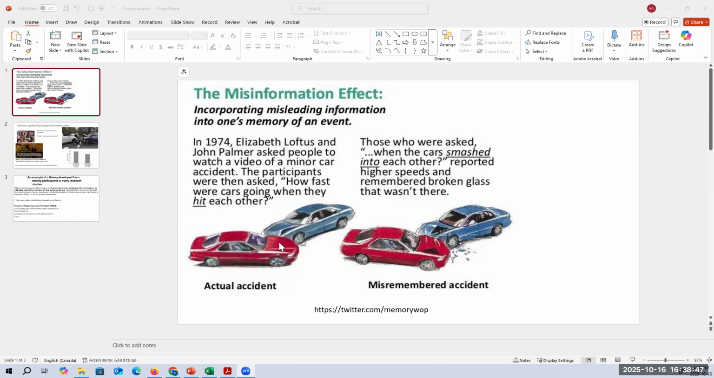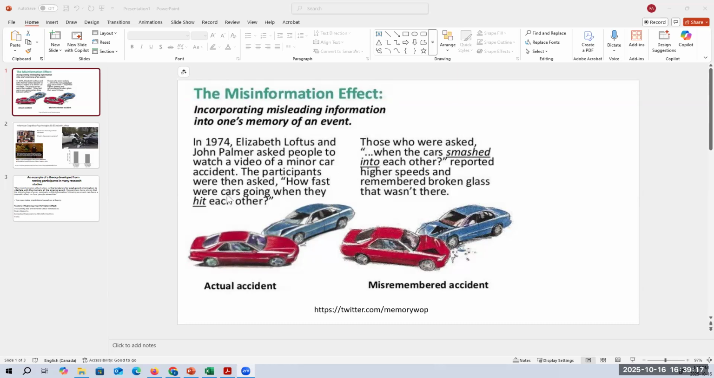And what was interesting is when the experimenter asked the participants, after watching the video clips of these actual accidents, how they changed the wording of the verb. So it was either hit or smashed or contacted. So hit would probably be the control condition, smashed would be the change in the verb, so it would be the experimental condition.